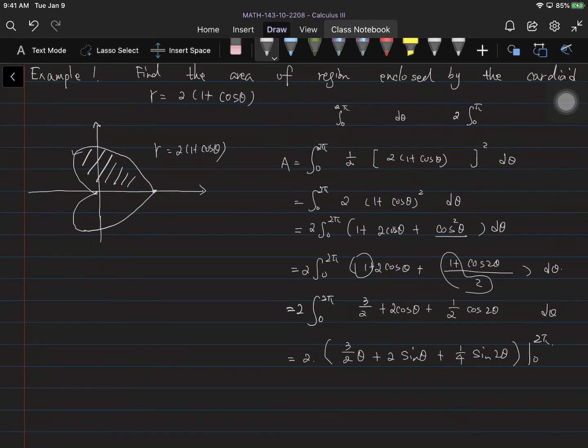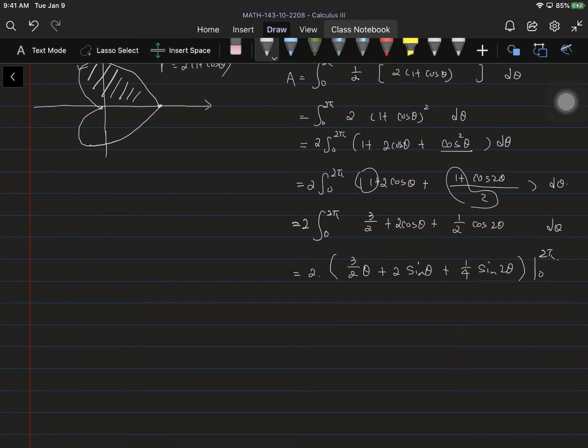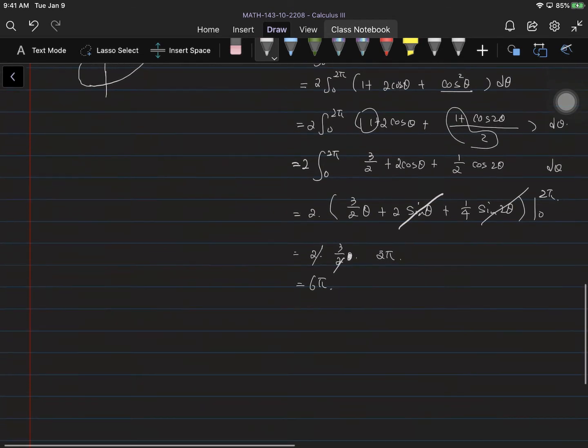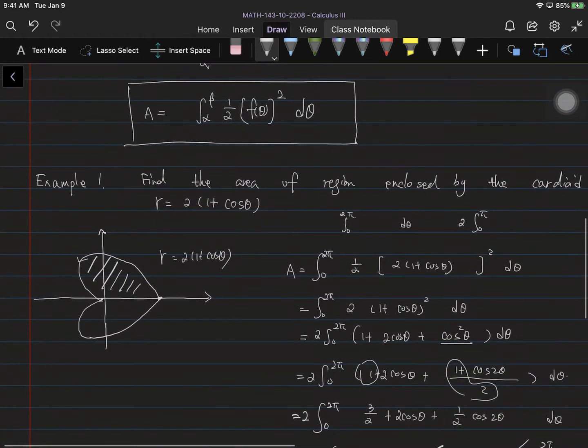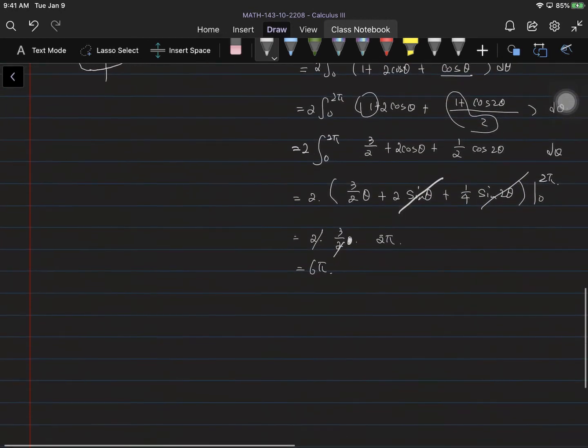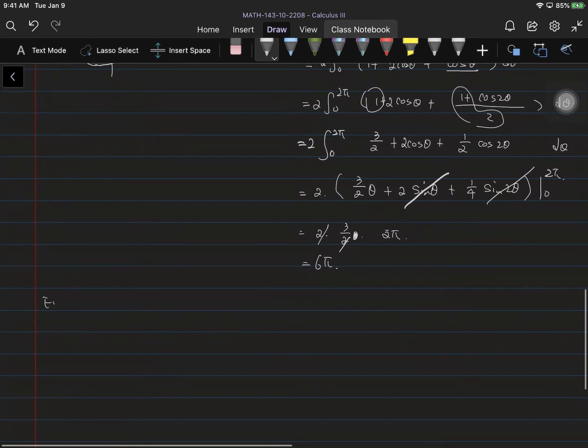Okay, 2 is in front of everything. And we know sine 0, sine pi, sine 2 pi, they are all 0. We can just ignore those terms. So basically it's 2 times 3/2 theta, change theta into 2 pi. Simplify. So the answer is 6 pi. So this is the example. We just use the formula, right? And evaluate the integral. Now let's take a look at this exercise problem.